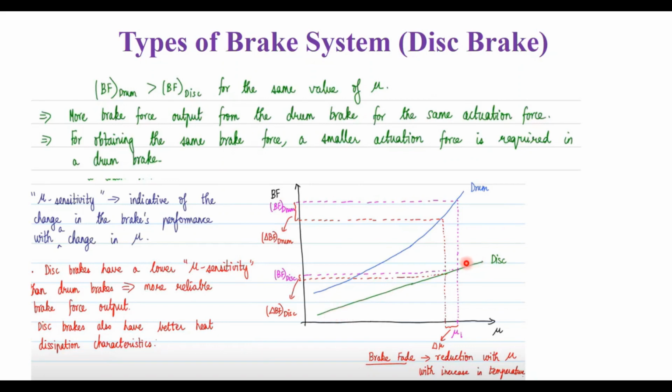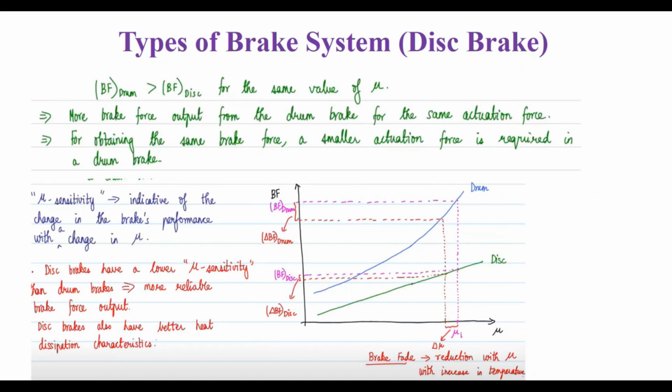Now what happens, assuming that for the same value of nu, the drum brake factor is higher than the disc brake factor. Now I am going to reduce the nu by delta u. So I'm reducing here. What happens when I reduce? Still, the drum brake will have a higher brake factor than the disc.